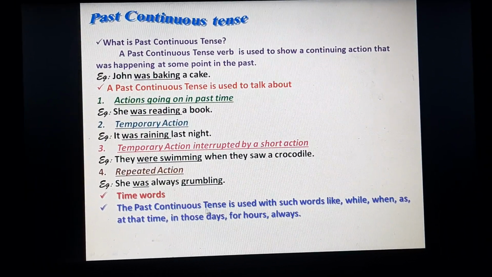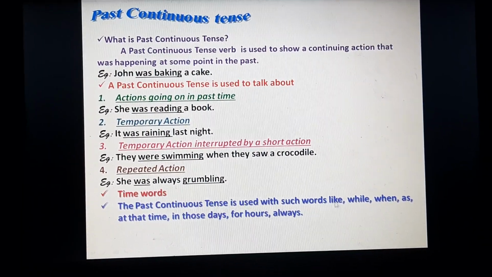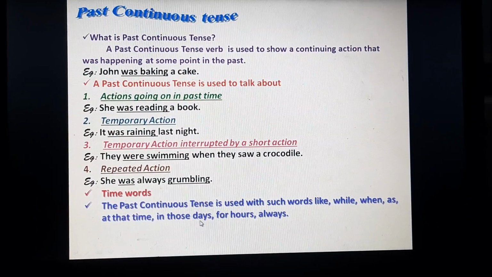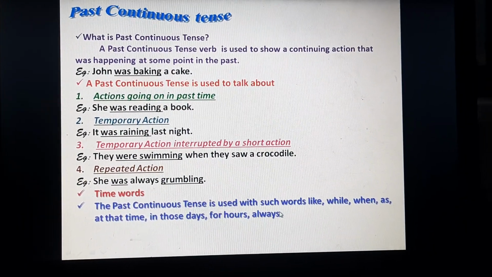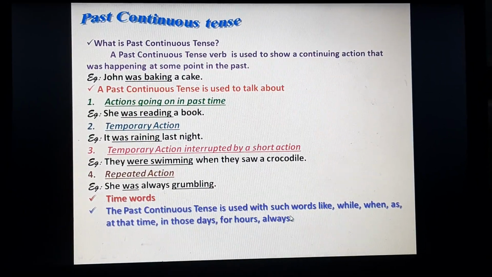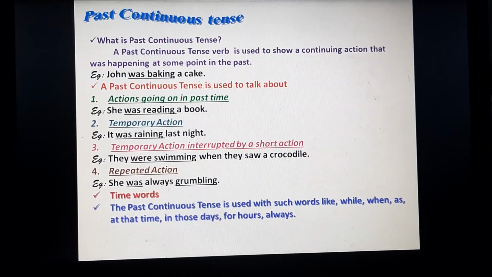Time words for the past continuous tense like while, when, as, at that time, in those days, for us, always are time words which will help us to identify the verb in the past continuous tense in a sentence.